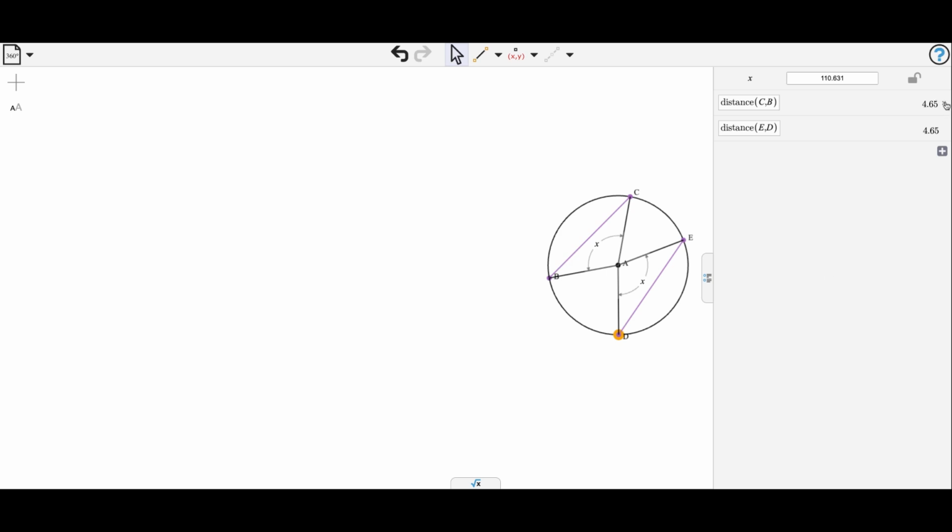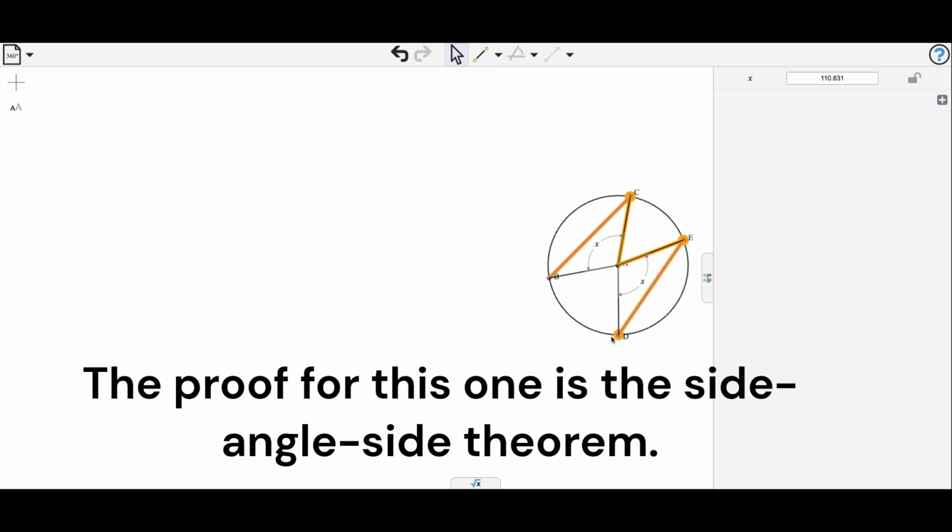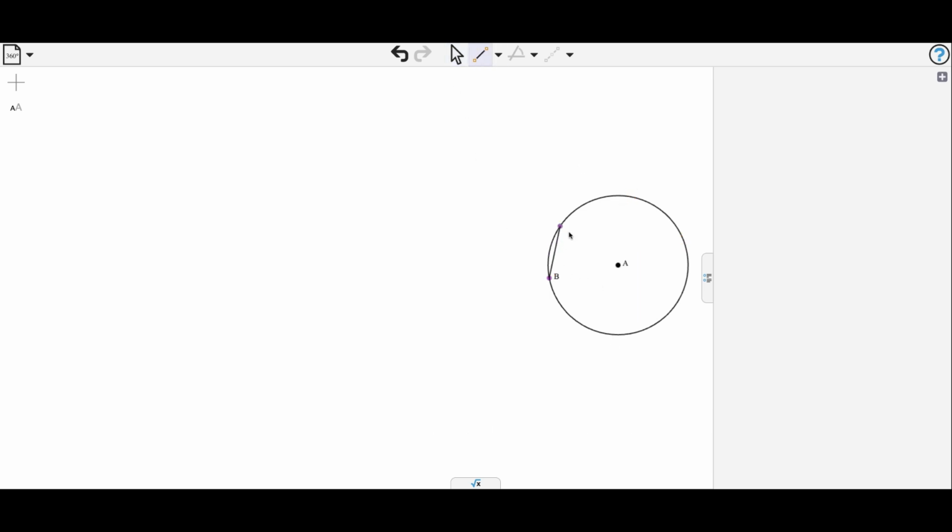If we have 2 chords and they create central angles that are the same, then the length of the chords will be the same too. Equal angles, equal chords. Let's see another example of this. Say we have 2 chords, and when they create angles at the center, they're both 35 degrees. Chord DE is 1.7, and the other chord is 1.7 as well. That was fast.